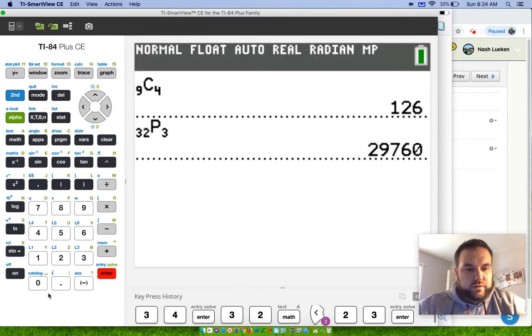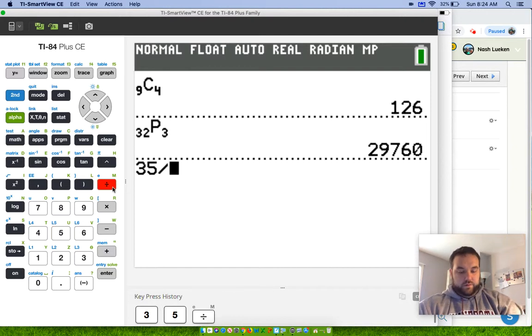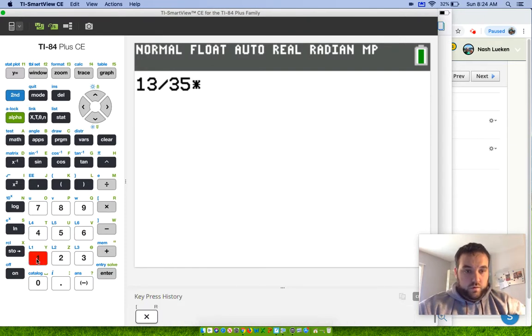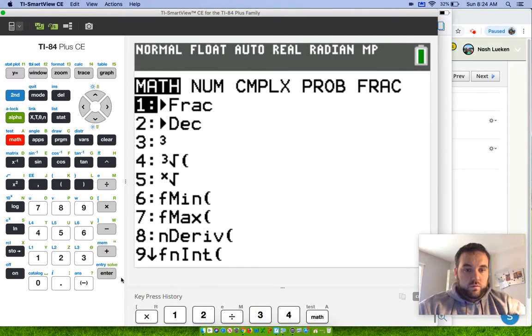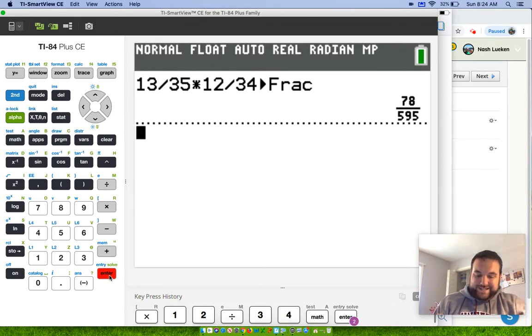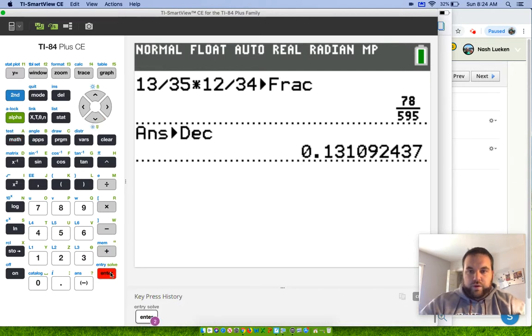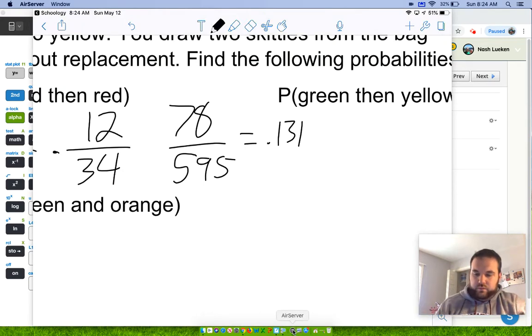I'm going to go ahead and type those in. 13 out of 35 times 12 out of 34 is 78 out of 595, or it might be useful to have a decimal here, 0.131. So there's a 13% chance that you go back-to-back reds.